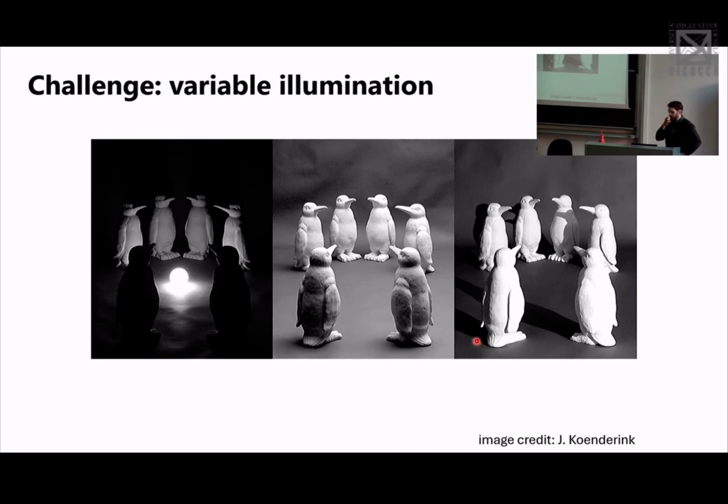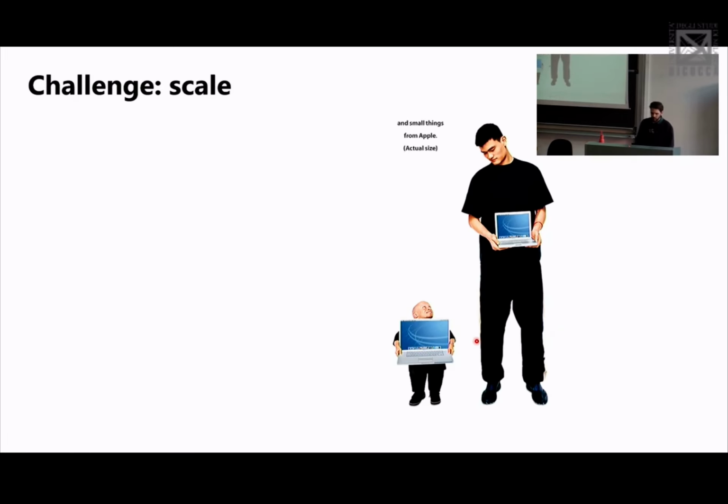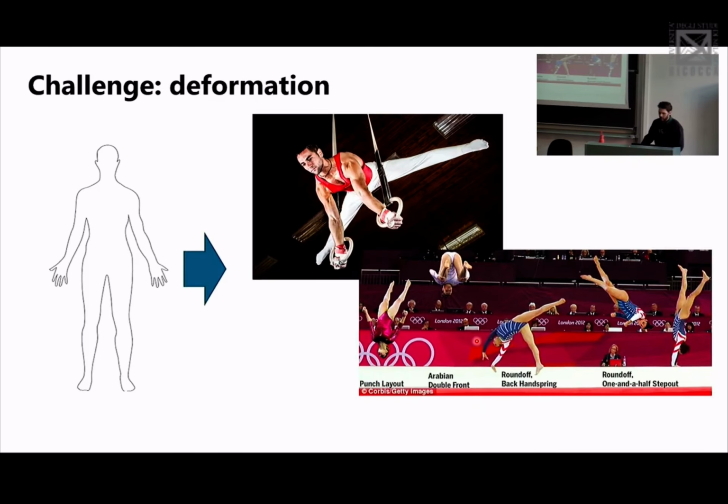In natural images, there's the challenge of variable illumination. There's the challenge of scale. I don't know if you remember this Apple commercial. This is an actual scale. That's one of the smallest actors and the tallest humans on Earth. There's the challenge of deformation. Of course, we picked the most flexible humans out there, but still we have lots of different positions.